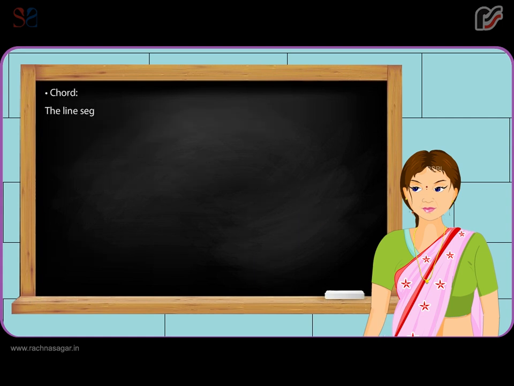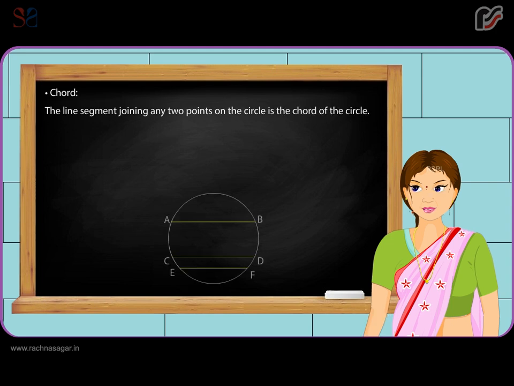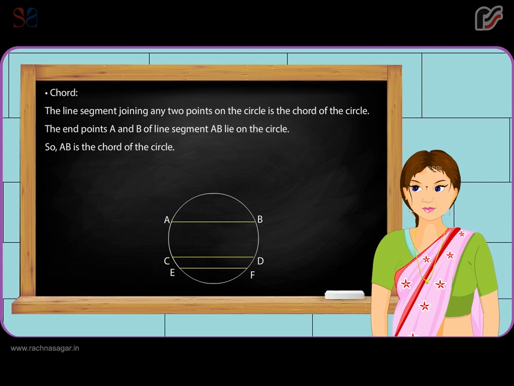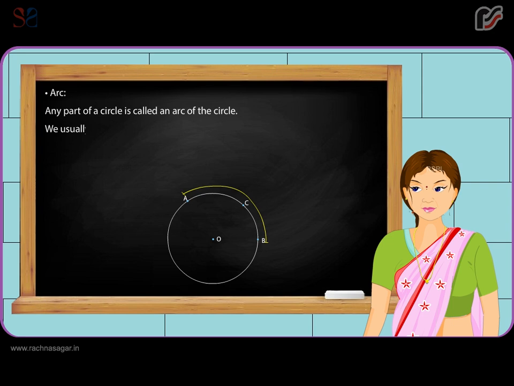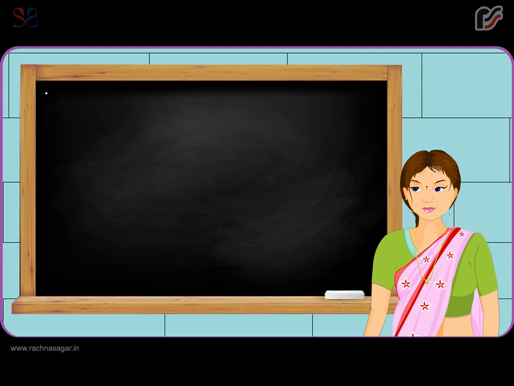Chord. The line segment joining any 2 points on the circle is the chord of the circle. The endpoints A and B of line segment AB lie on the circle. So, AB is the chord of the circle. Arc. Any part of a circle is called an arc of the circle. We usually name an arc by 3 points. A, C, B is an arc of the circle.